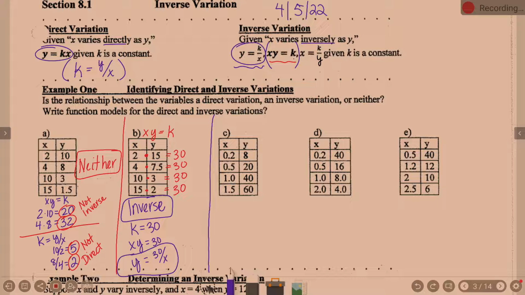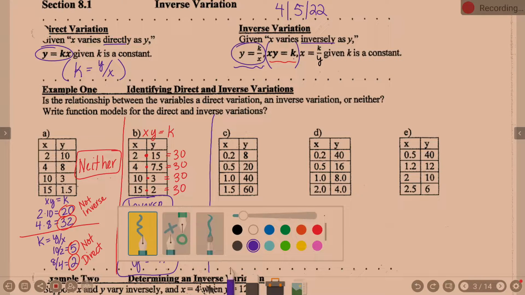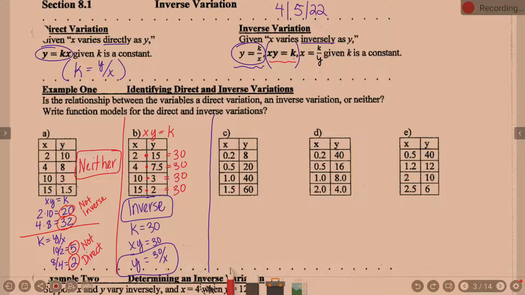Okay, what are your thoughts on C? Do these values multiply or divide to be the same number? Have you grabbed the calculator if you need to? I know, decimals, right?